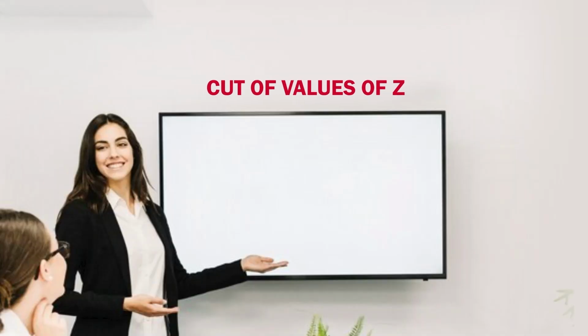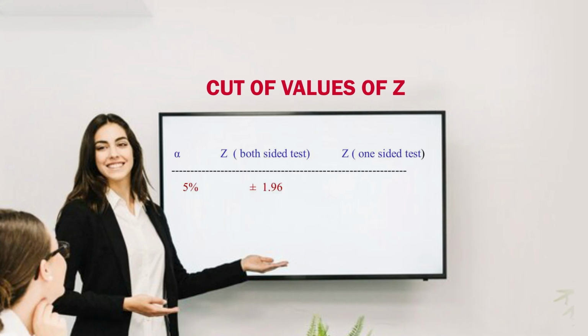Now, just to give you an idea about the cutoff values of Z for different values of alpha. We take different values of alpha. One is 5%, and for both-sided tests, Z values are plus minus 1.96, and for one-sided it is 1.645. If alpha is equal to 10%, then the Z values corresponding to both-sided tests will be plus minus 1.645, and for one-sided test it is 1.285.